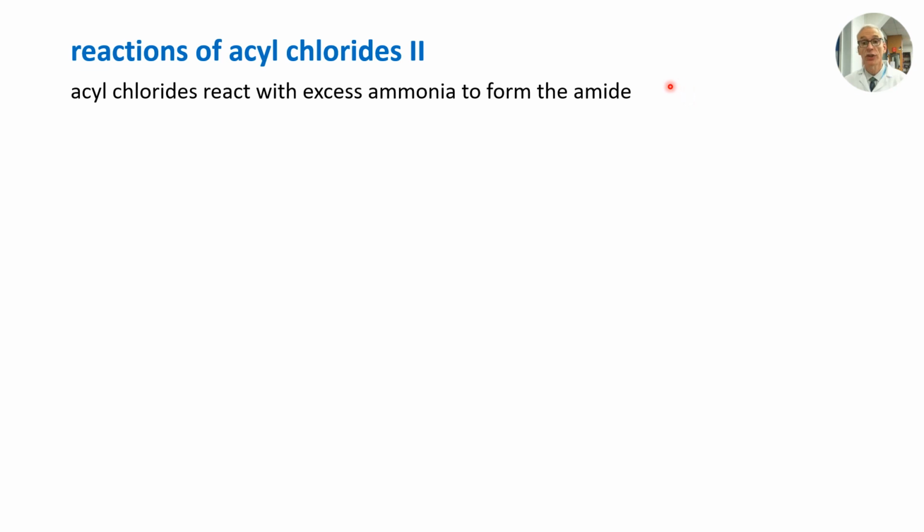So let's move on to the reaction of acyl chlorides with excess ammonia to form the amide. Starting again with propanoyl chloride, this time reacting with ammonia, could you complete the structures and identify the products? Pause, come back when you are ready.